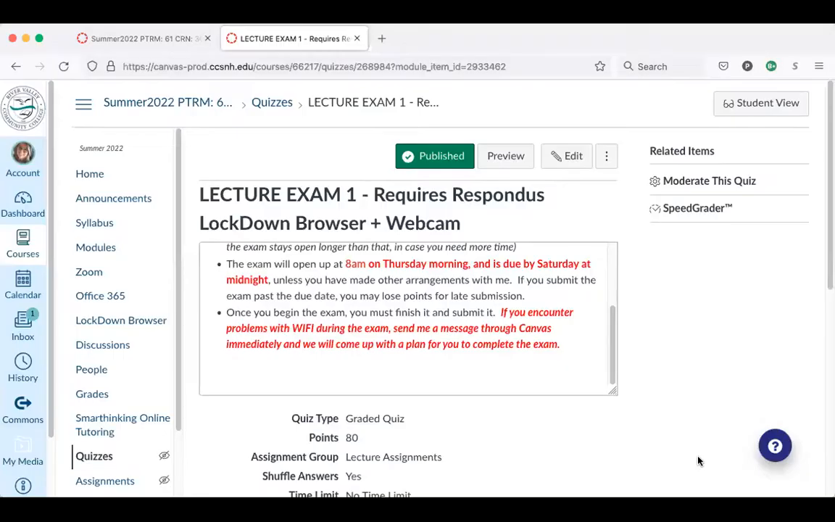There's one last thing that you'll see. If you encounter any problems during the exam, every once in a while, as we all know, Wi-Fi kicks out. If you get kicked out of the exam, if your Wi-Fi goes out, if something happens, don't panic, okay? Don't panic. We're going to figure it out. You're just going to want to send me a message, again, through the Canvas inbox. Do that immediately. And I'll help you figure out a plan to get through the exam. Okay. I don't ever want to hear that anyone panicked about anything this summer. All right. We will work it out. We'll figure it out. Okay.